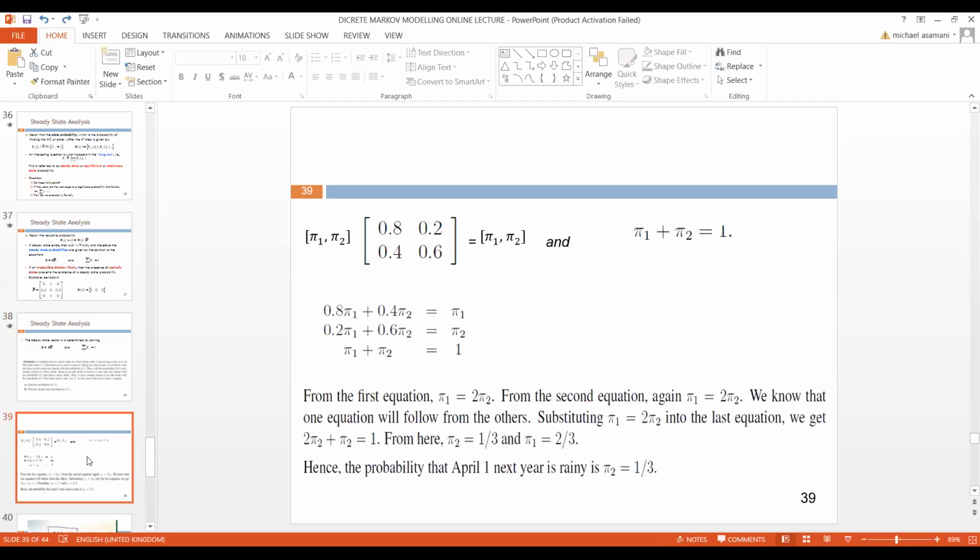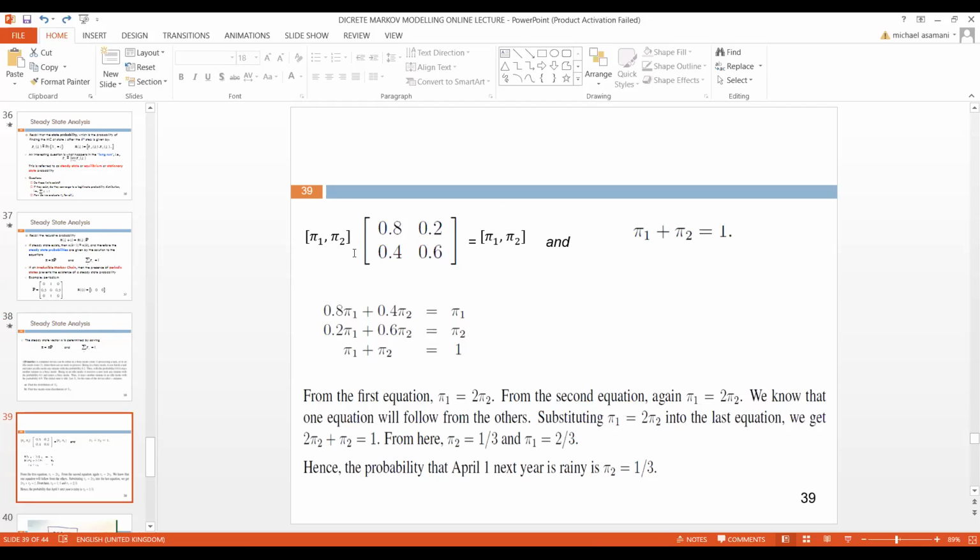Good. Now to solve it, like we said, all we need is to have pi P equals pi. That is what we're going to solve. So pi P is equal to pi. And usually we try to write this in the transpose form, but it really doesn't make any difference.